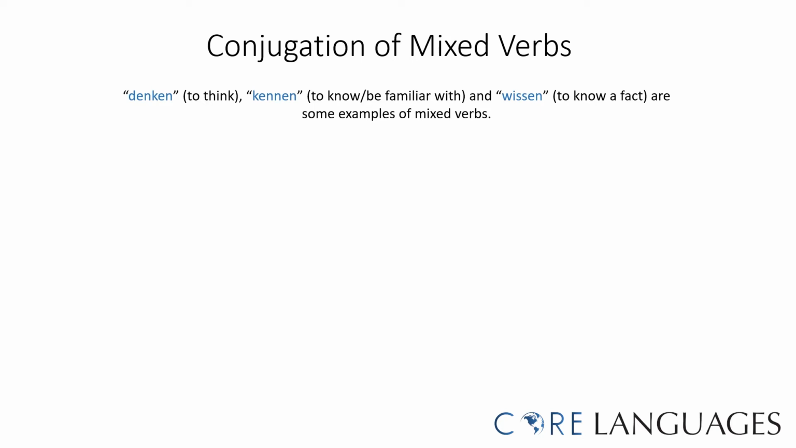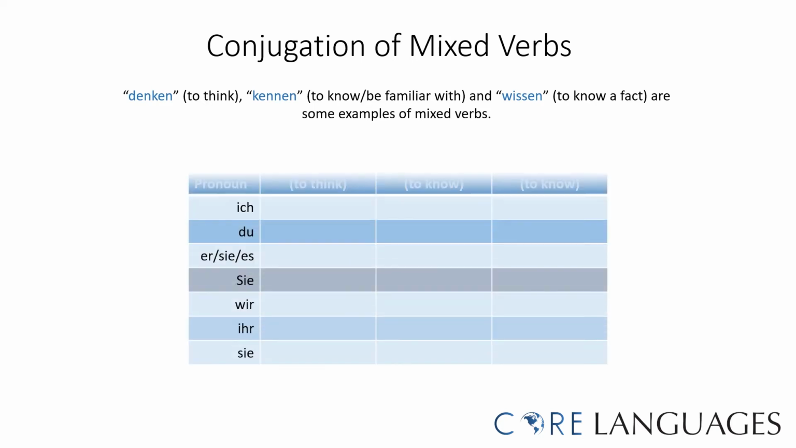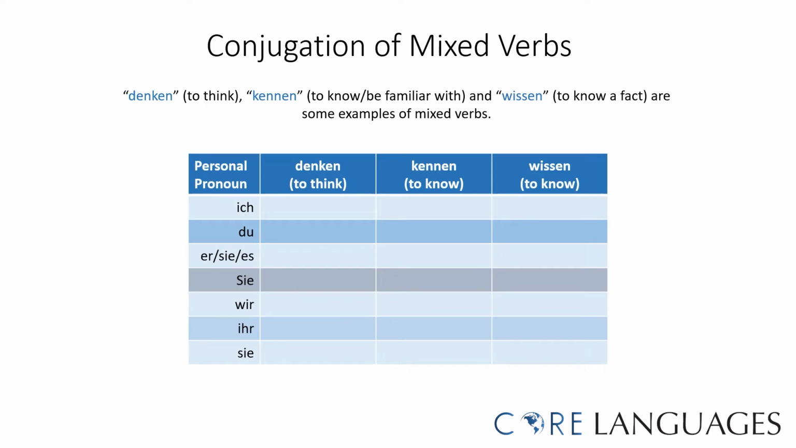and wissen, to know a fact, are some examples of mixed verbs. Feel free to repeat after me. Ich dachte. Du dachtest. Er, sie, es dachte. Sie dachten. Wir dachten. Ihr dachtet. Sie dachten.